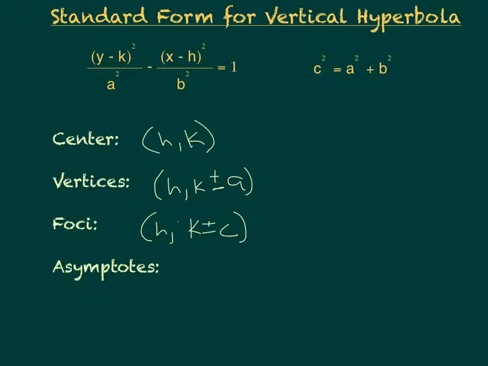And finally, the asymptotes, again, are going to be a little bit different from the horizontal. It's going to be y equals k plus or minus a over b times the quantity x minus h. So it's the same except we flip the a and the b around.